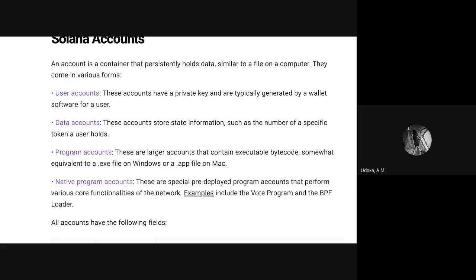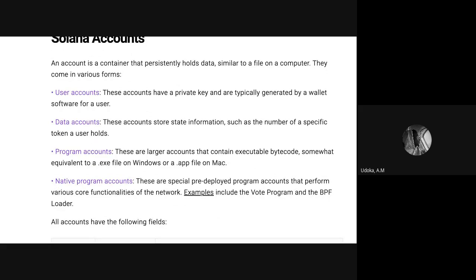So I'm going to quickly look at it. I believe you can see my screen. We're going to look at it together. So there are user accounts, and these accounts have a private key and are typically generated by wallet software for a user.